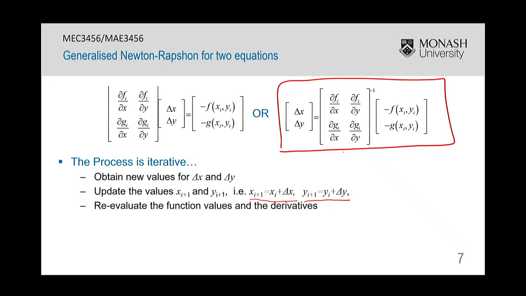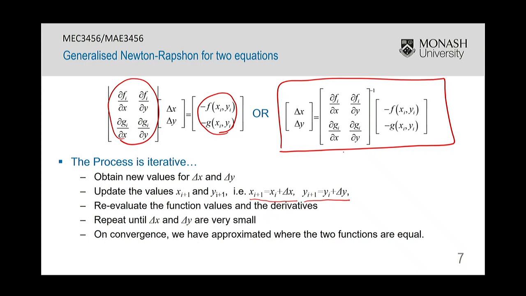We then reevaluate the function values and the derivatives. So we have to reevaluate the f and the g. We need to reevaluate all of these derivatives. And we repeat this process until delta x and delta y are very small, and/or the function values on the right-hand side are both less than some tolerance that we're prepared to accept. So on convergence then, we have approximated the value where these two functions are equal.